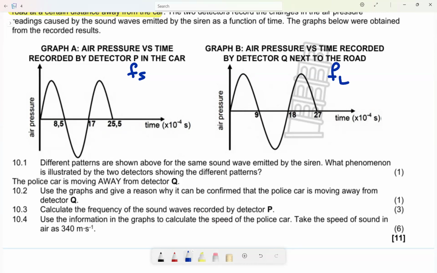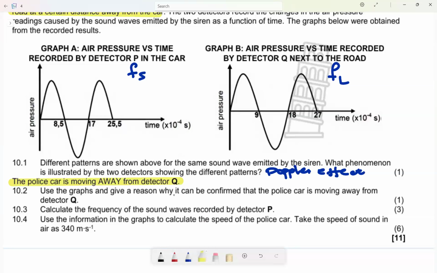Okay, so now different paths are shown above for the same sound wave. What phenomenon is illustrated by the two detectors? This is the Doppler effect. They tell us now the police car is moving away from Q. Very, very important information.